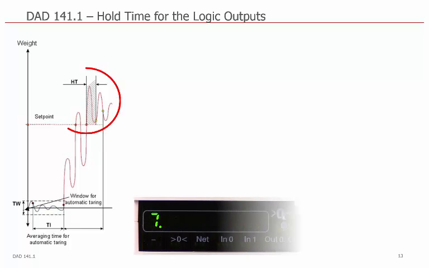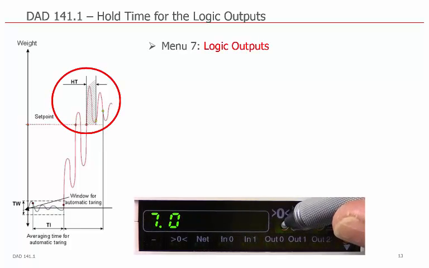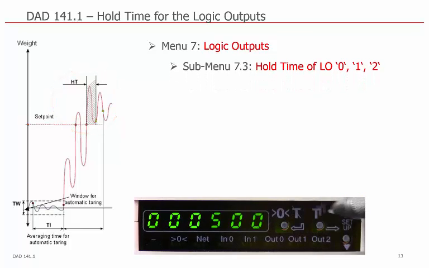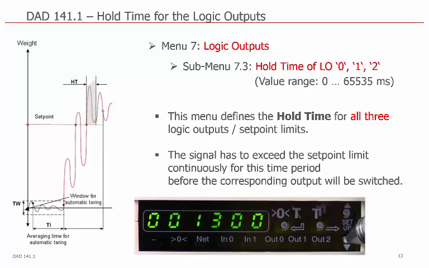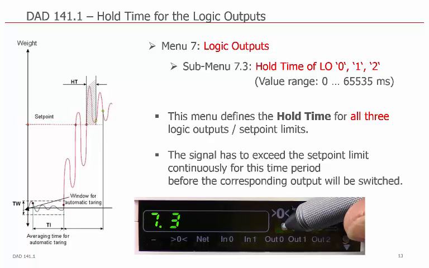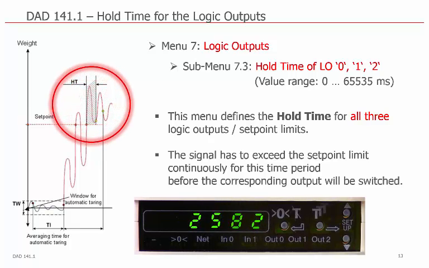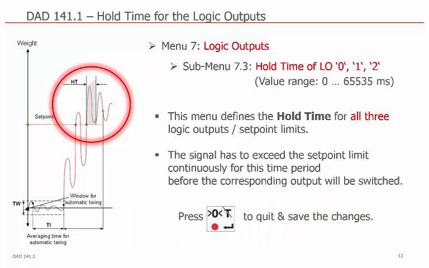The hold time. Submenu 7.3, setup of the hold time. The value range is 0 to 65,000 milliseconds. This menu defines the hold time for all three logic outputs, set point limits. The load cell signal has to exceed the set point limit continuously for this time period before the corresponding output will be switched. Press Enter to quit and save the changes.